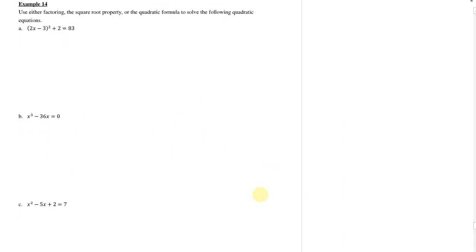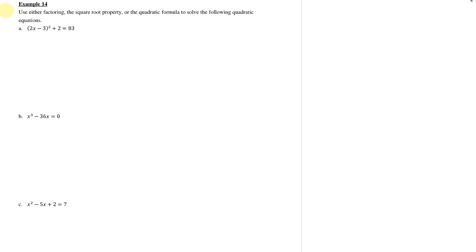Okay, so now what I want you to do is you can use each one of those methods only once. So pause the video and try them on these three. Hit play when you're ready. Okay, so these are a little bit trickier, I will tell you that.